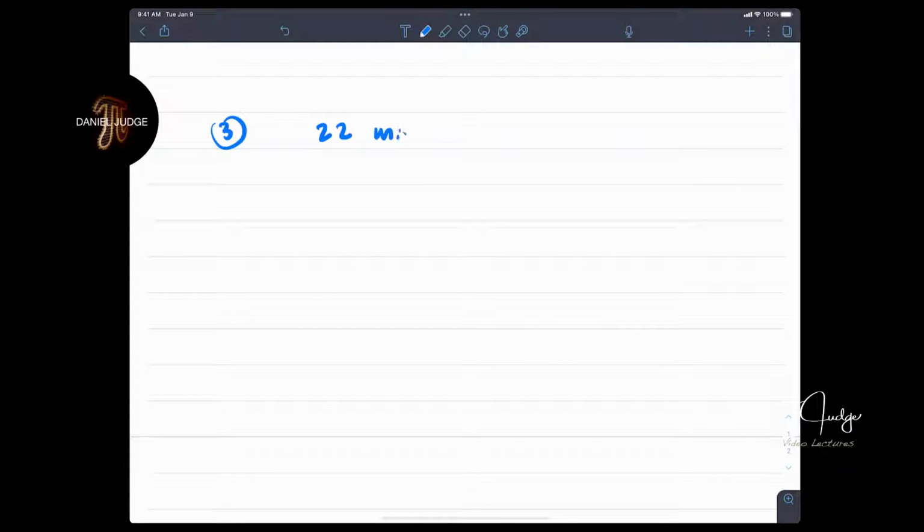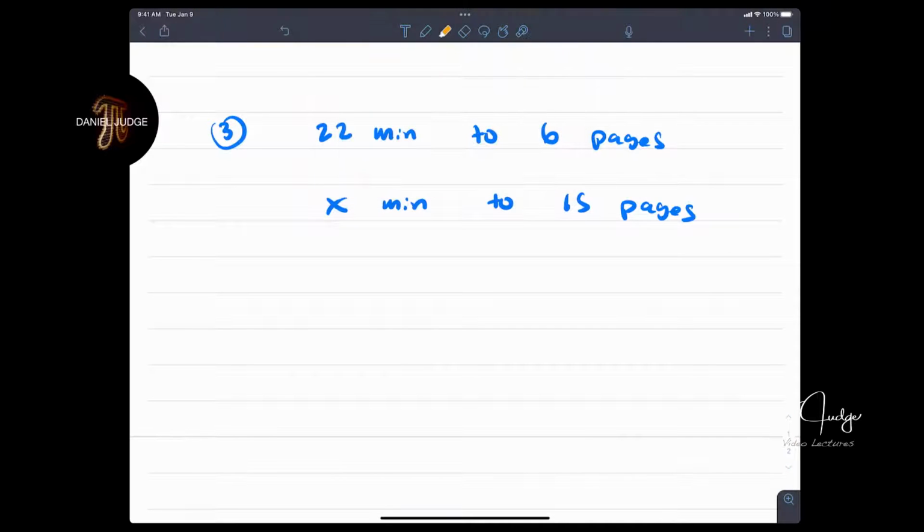22 minutes to 6 pages was the first ratio, and they're asking how many minutes, x, to 15 pages. 22 and x are the same units. 6 and 15 are the same units. These are in pages, and you have minutes, and you have to be consistent with the units.